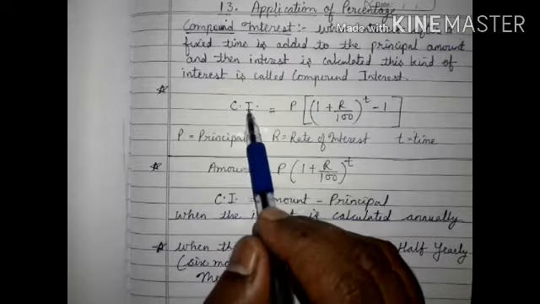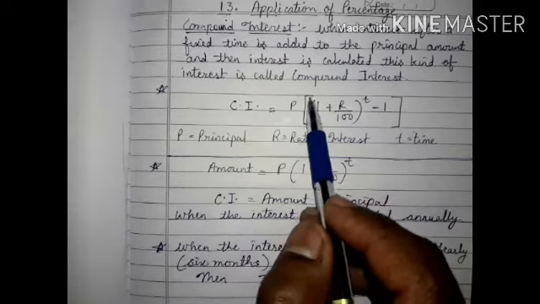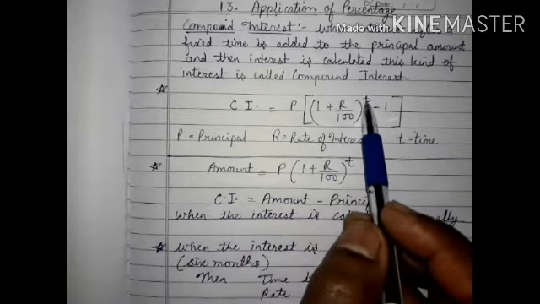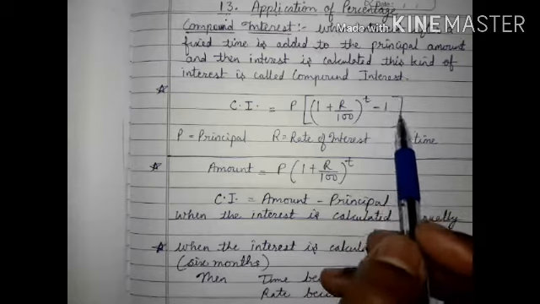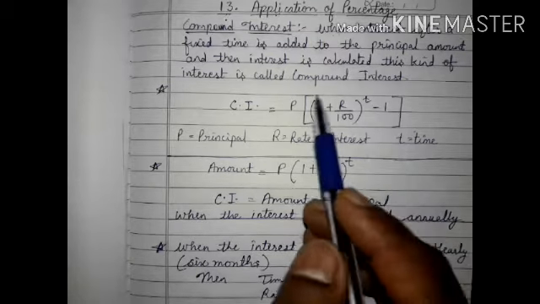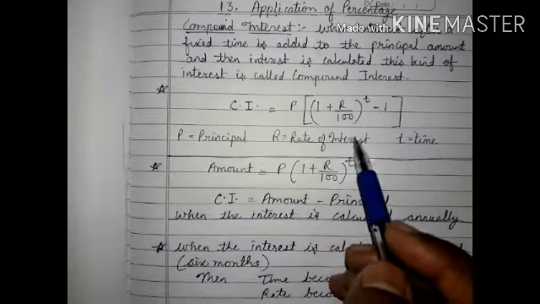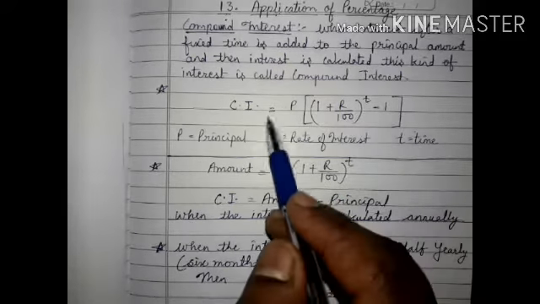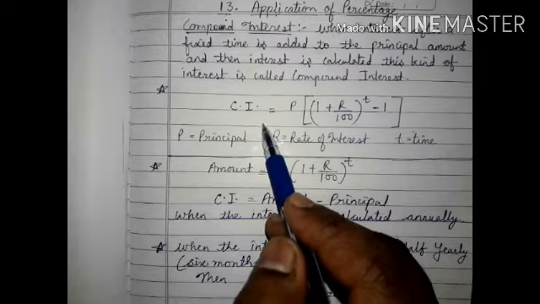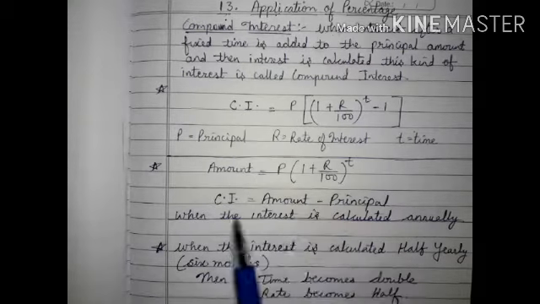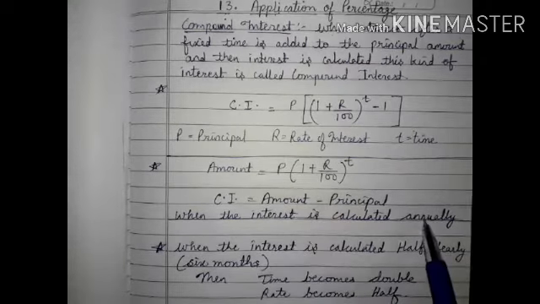Now the compound interest formula is principal, big bracket, 1 plus r upon 100 power t, minus 1, big bracket close, where p is principal, r is rate of interest and t is time. This is the method to find the compound interest when interest is calculated annually.